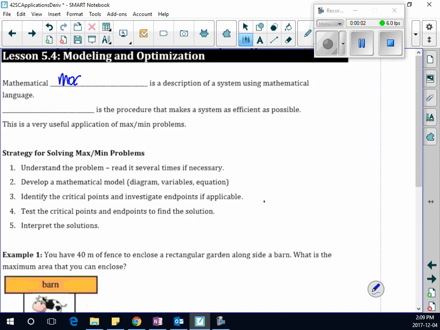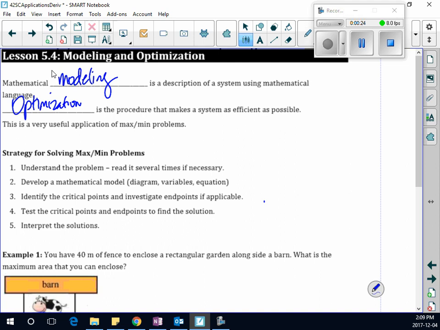Mathematical modeling is a description of a system using mathematical language. Optimization is the procedure that makes a system as efficient as possible. This is a very useful application of max and min problems.